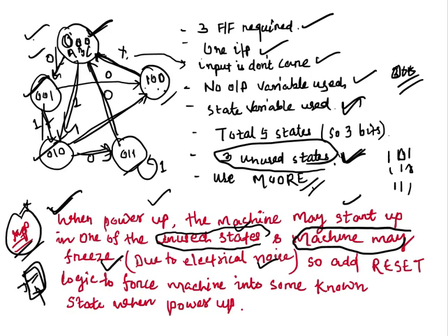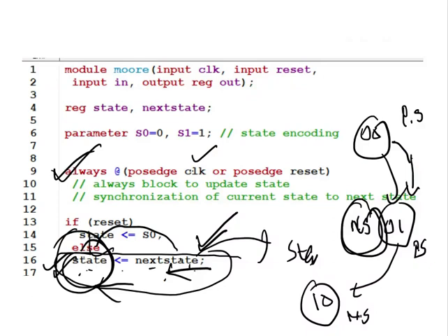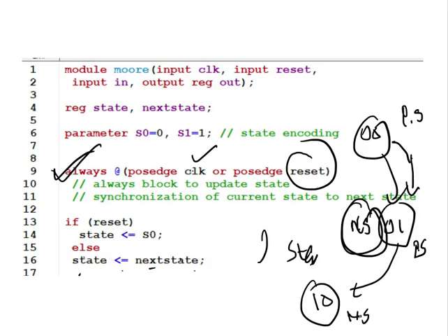So what do you do in order to make sure your machine does not start in one of the unused states? We add a reset. You remember this one? It uses extra hardware. See here, we are using a reset, and when reset equals 1, it will move to a known state. Here S0 is the known state.